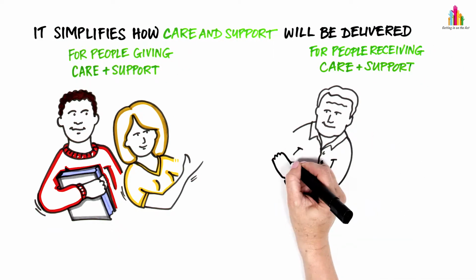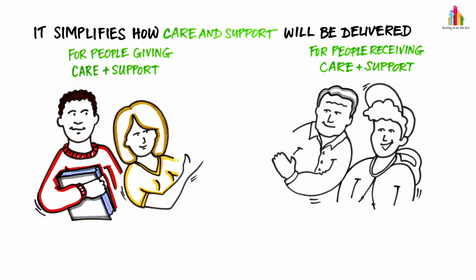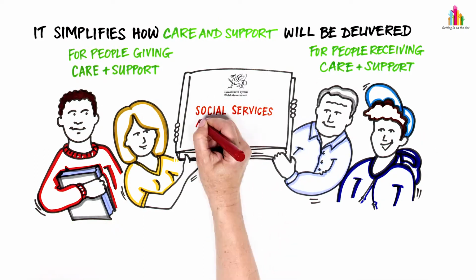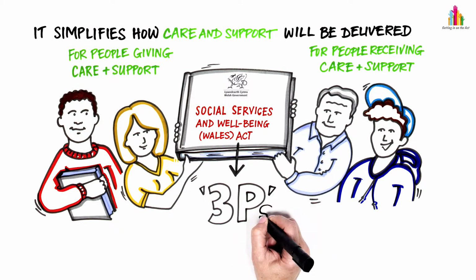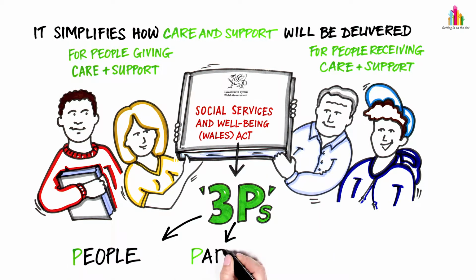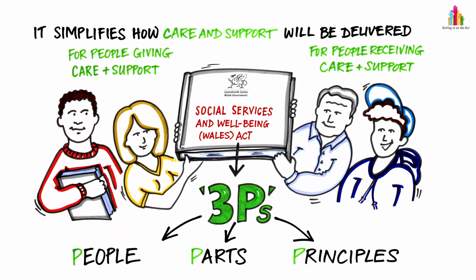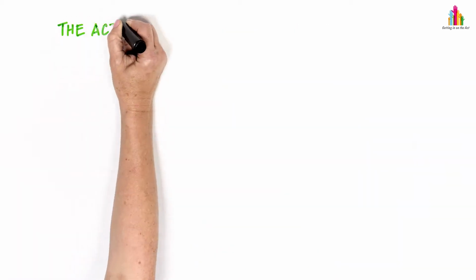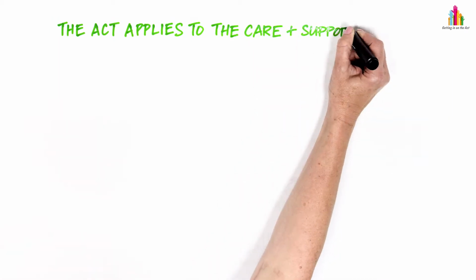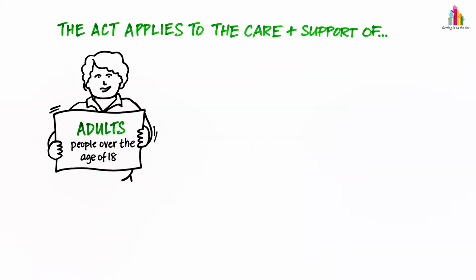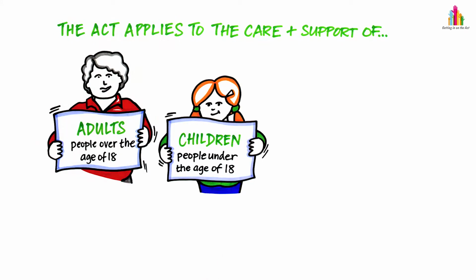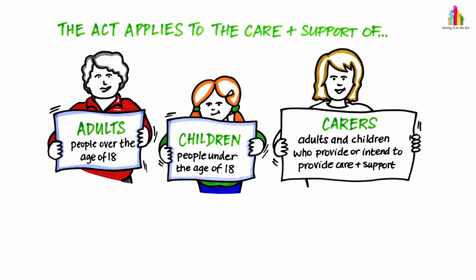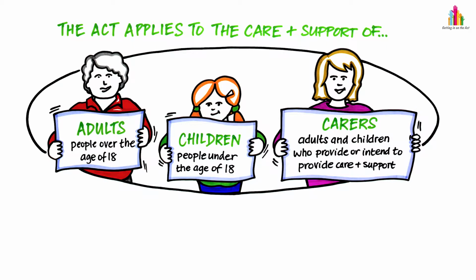The Act consists of 11 parts, is built on 5 principles, and defines the people it affects. You can think of these as the 3 Ps: people, parts, principles. The Act applies to the care and support of adults, people over the age of 18, children, people under the age of 18, and carers, adults and children who provide or intend to provide care and support.